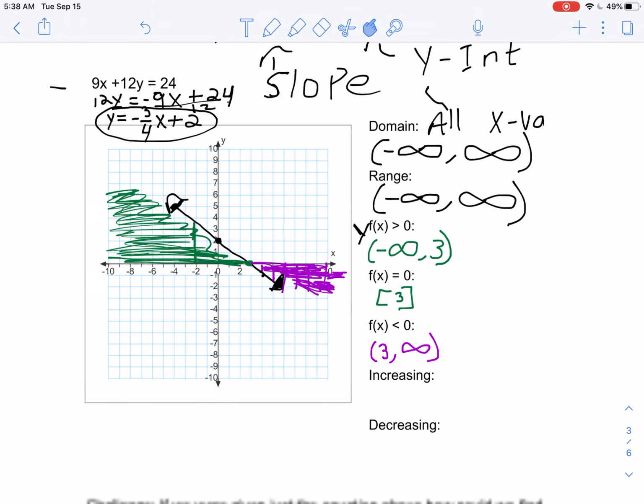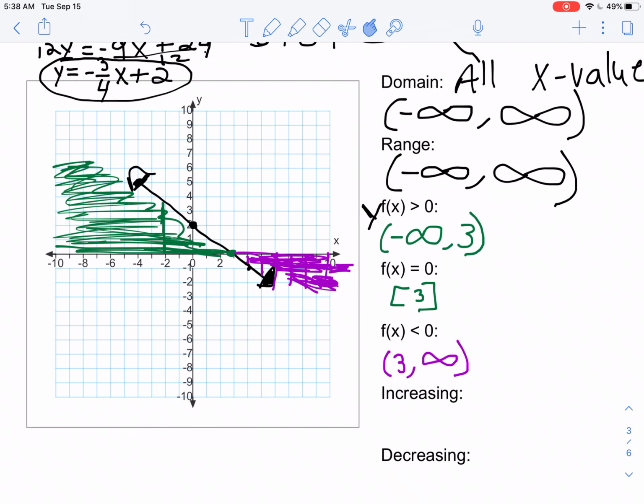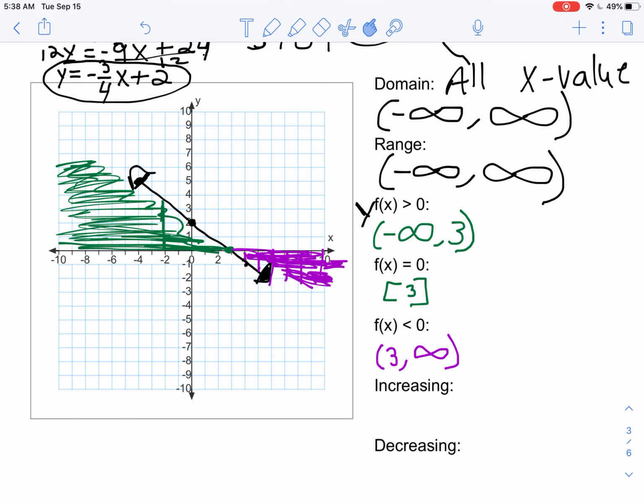Finally, we got the last two things, and these two things go directly with each other for right now. So we're asking, when is our line increasing and when is our line decreasing? Well, with linear functions, the line only goes in one direction, so it can't be both increasing and decreasing. So if we take a look at it, what is our line? Is our line increasing or decreasing? Our line's decreasing. So what that's saying is, for what x values is our line increasing, and for what x values is our line decreasing?